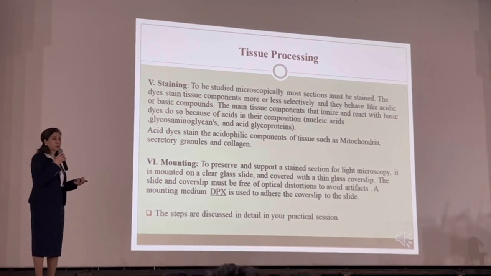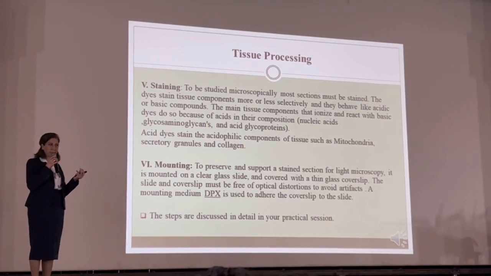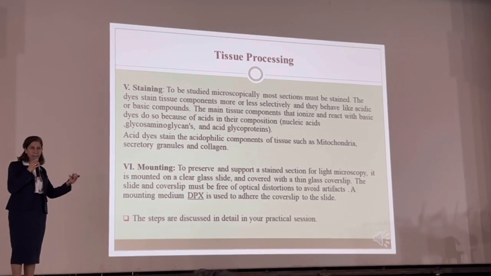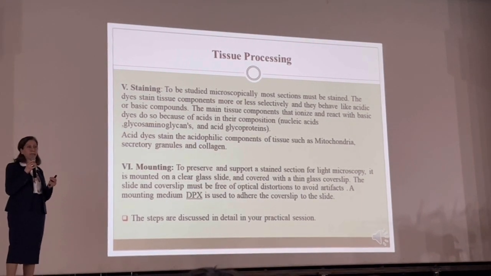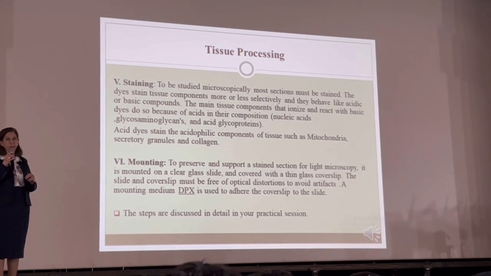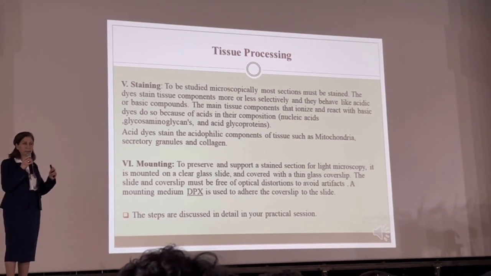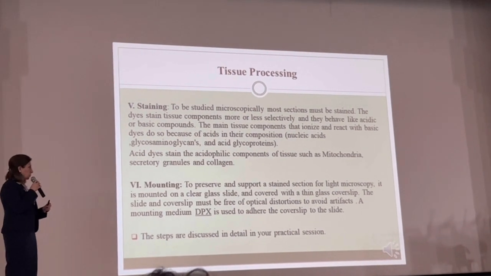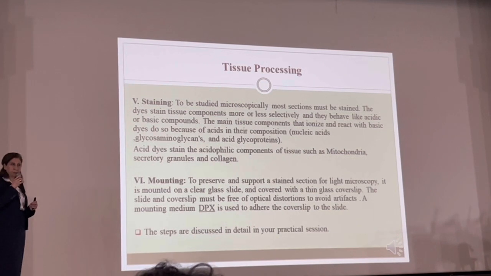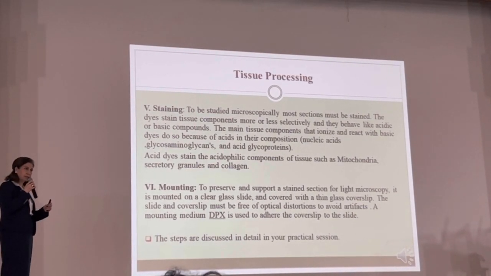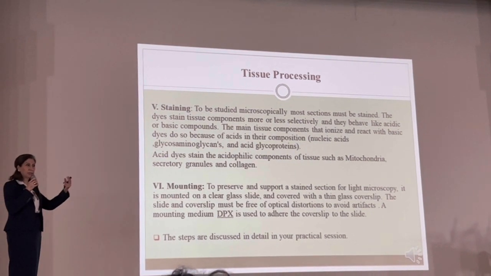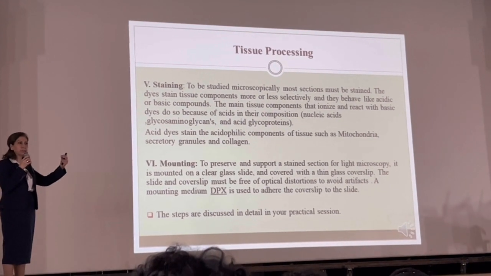Tissues under the light microscope: we use routine dyes, two types of dyes, basic dyes and acidic dyes. Each dye reacts and has affinity to certain parts of the tissue, certain parts of the cell. So if we say acidophilic part of the tissue or of the cell, we mean that this part of the cell has affinity to the acidic dye.